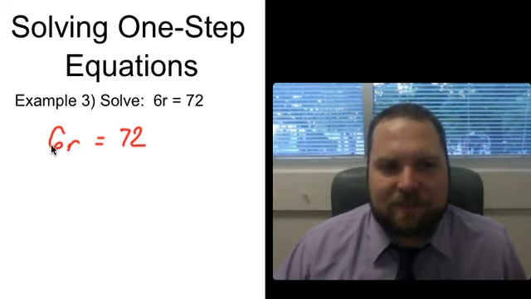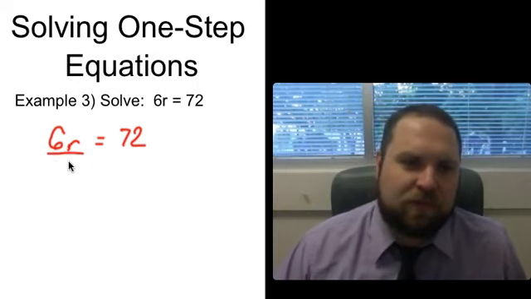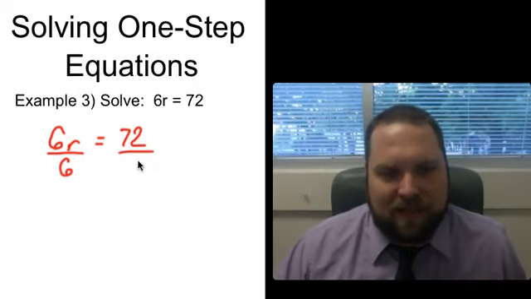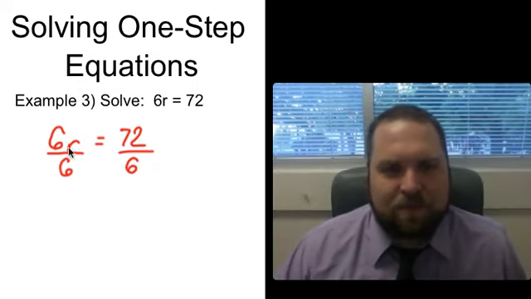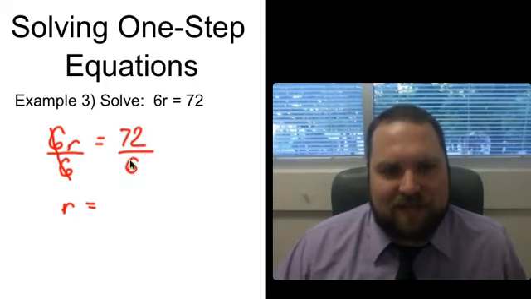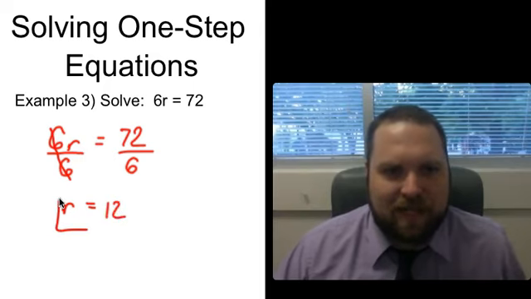So this is 6 times r, so the inverse operation of multiplication is division, and what I do to one side, I must do to the other. So multiplying by 6 and dividing by 6, those cancel each other out, leaving me with just the r. So I've now isolated my variable, which is what I wanted to do. And 72 divided by 6, unless I miss my mark, is 12. And so now we have our solution.